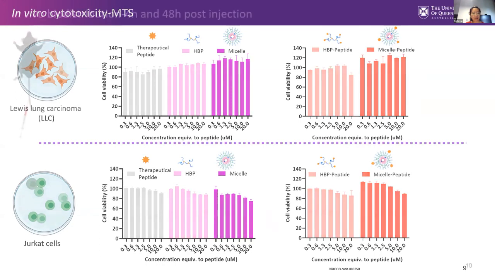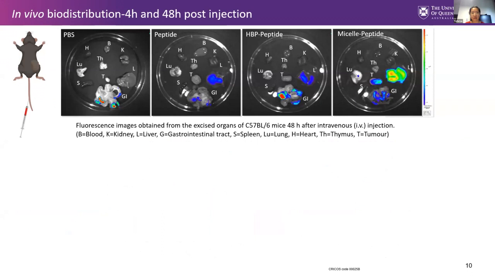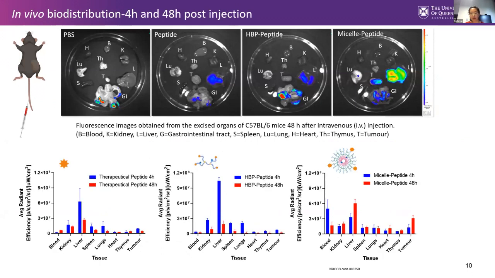And then we proceeded to the biodistribution study. We injected our material into mice, and different groups were sacrificed at 4 hours and 48 hours. And the ex vivo semi-quantification analysis has shown that the hyperbranched polymer peptide conjugate has very similar biodistribution to the therapeutic peptide itself, which is probably because the size of the hyperbranched polymer is quite small. It's only 5 to 6 nanometers, and it's very close to the renal filtration cutoff.